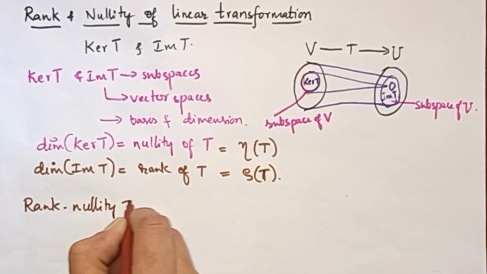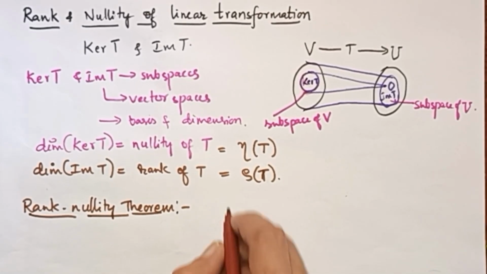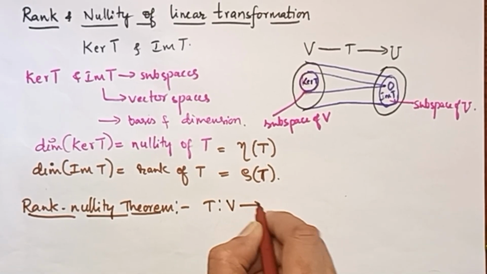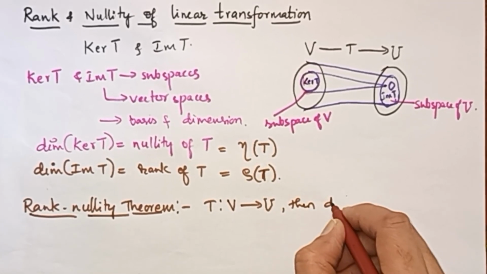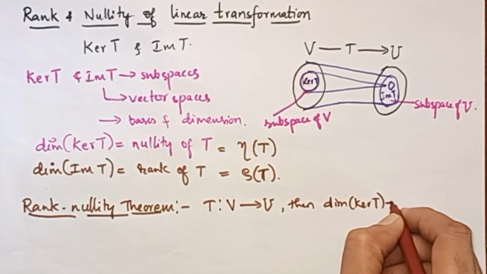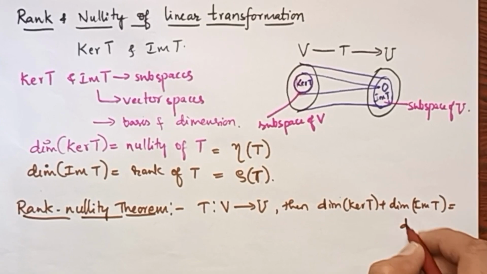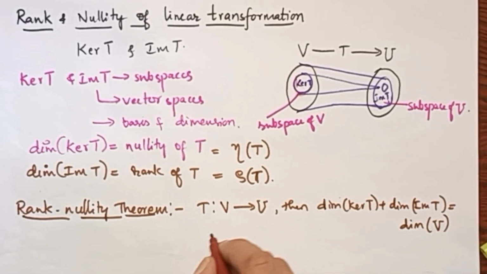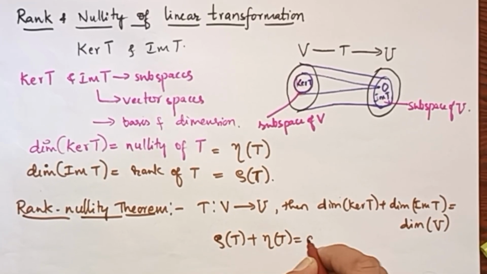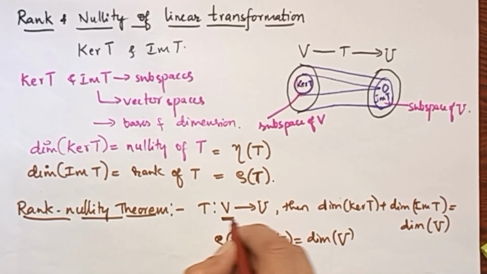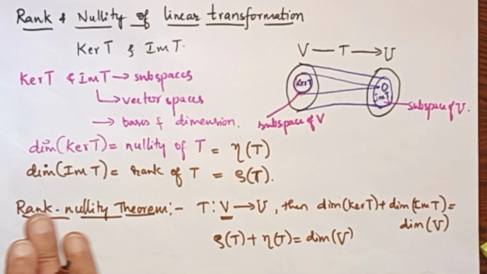Rank nullity theorem, which is also called Sylvester's law, says that if you have a transformation T from V to U, then dimension of kernel of T plus dimension of image of T is equal to dimension of V, the first vector space. That is, rank of T plus nullity of T is equal to dimension of V, the dimension of this first vector space. So this theorem or law is called the rank nullity theorem.